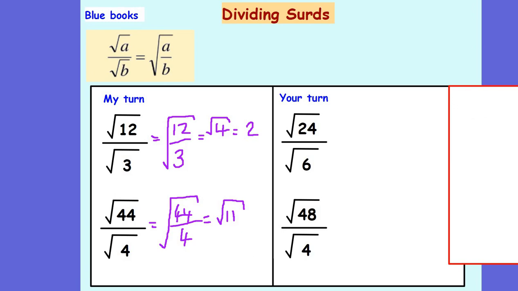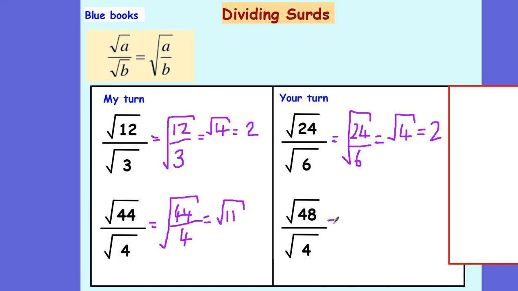Okay, I'm going to go through the answers with you. The first one, I can write that as the square root of 24 divided by 6. 24 divided by 6 is 4, so I write that as the square root of 4, which just as before is equal to 2. We might have been able to predict that from our previous answer because I've just multiplied 12 by 2 to get 24, and I've multiplied 3 by 2 to get 6. I've multiplied top and bottom of that fraction by 2, therefore I get the same answer.